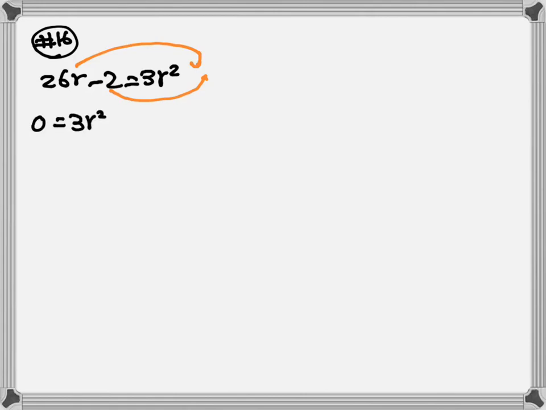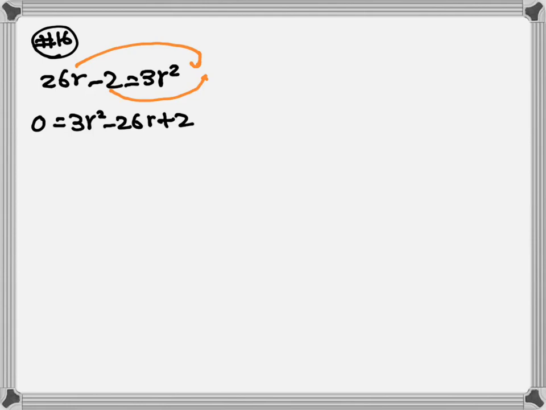Number 16 here, we have 26r minus 2 is equal to 3r squared. Again, one side of the equation must equal 0. But this time, I move everything to the right-hand side because your highest exponent must be a positive number. Your highest exponent cannot be a negative number. So here we have 0 is equal to 3r squared minus 26r plus 2. Make sure you switch the signs, okay?